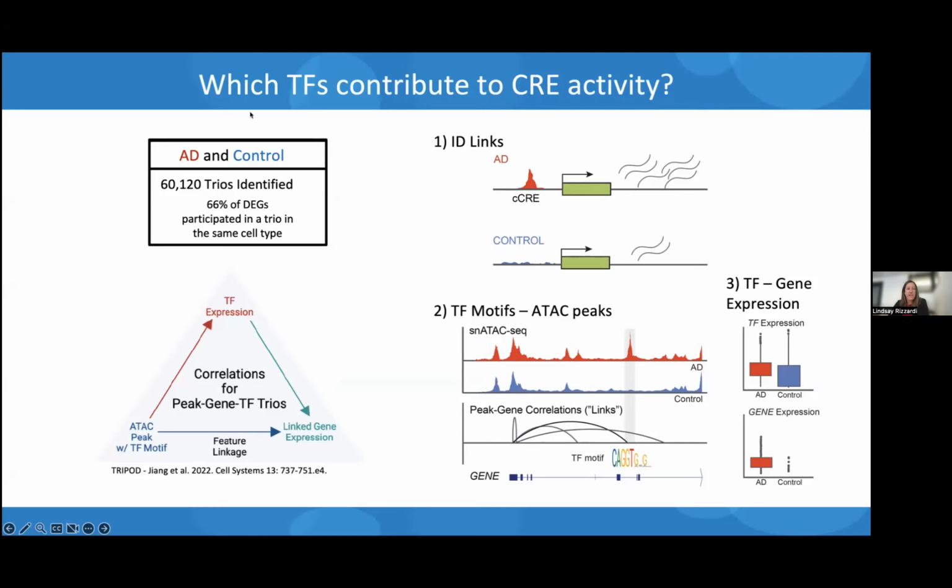So looking at the entire data set, we identified over 60,000 of these trios. Importantly, 66% of our differentially expressed genes participated in a trio in the same cell type in which it was differentially expressed.